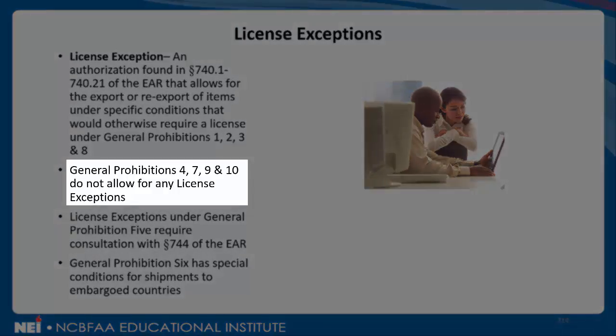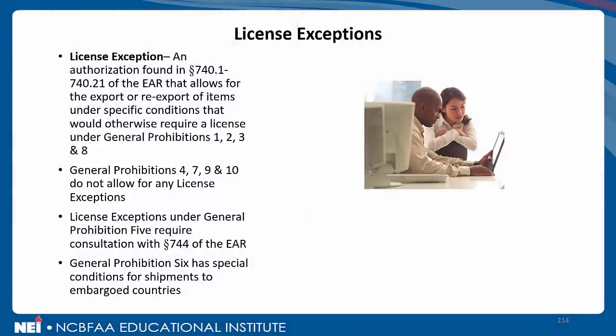Second bullet point, general prohibitions 4, 7, 9, and 10 don't even allow for any license exceptions. So it's out of the question if our particular transaction is in violation of prohibitions 4, 7, 9, and 10. No license exception allowed under those conditions.